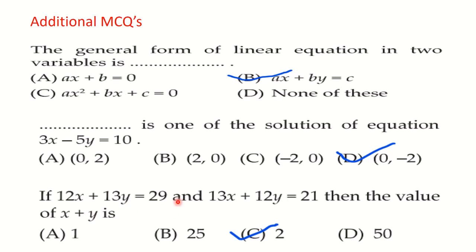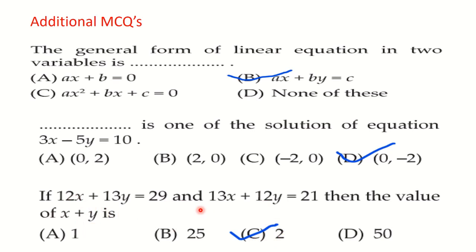So when you add these two equations, what are you going to get? 25x plus 25y is equal to 50. And when you divide by 25, you are going to get x plus y as 2. Your correct answer is what? 2. Okay. So this way you have to solve it.